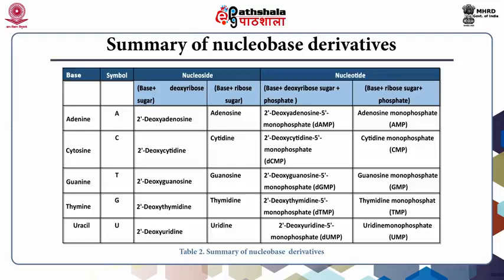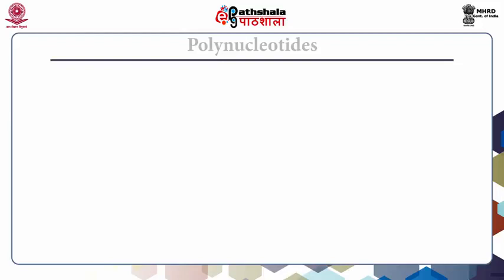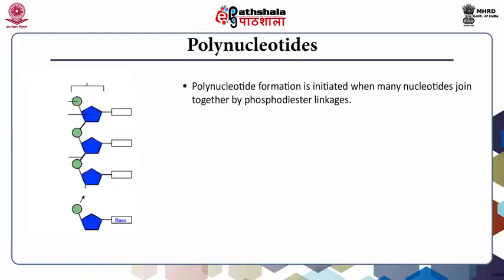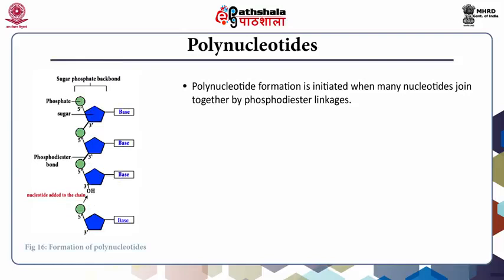Similar nomenclature is followed for other bases: cytosine, guanine, thymine and uracil. You can familiarize yourself with these nomenclatures from the table. Now, you see a polynucleotide. The polynucleotide formation is initiated when many nucleotides continue to join together by phosphodiester linkages.